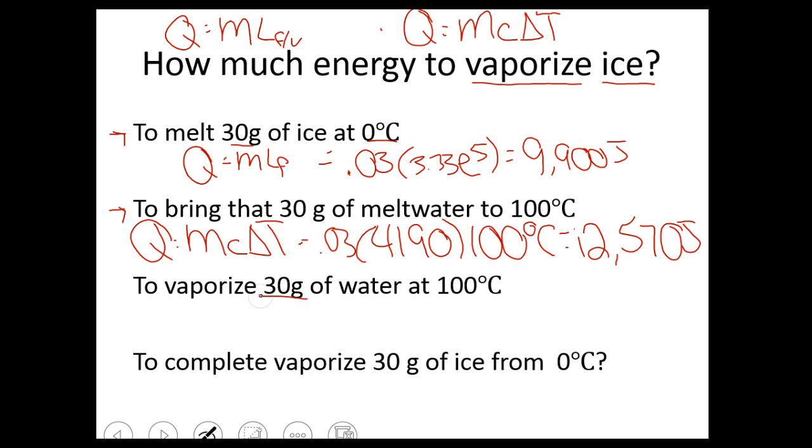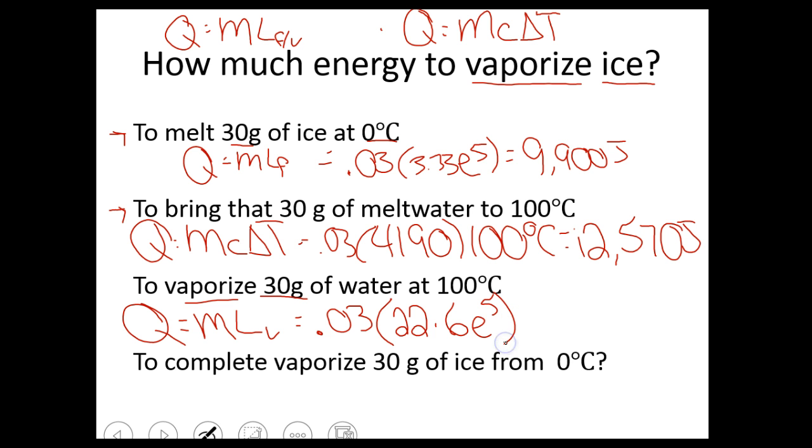And then we've got to vaporize that 30 grams of water. And so this is a phase change again. So we'll go back to using our phase change formula, except now we're going to use the heat of vaporization for water. It's still 30 grams of water, so 0.03 kilograms. And we're going to use the heat of vaporization, which is much higher, because remember, it's much more energy intensive to change something to a gas than it is to change it to a liquid. And that's going to be about 67,000 joules. Okay? And so the total energy requirement to completely vaporize that ice is going to be the sum of all three of these processes.